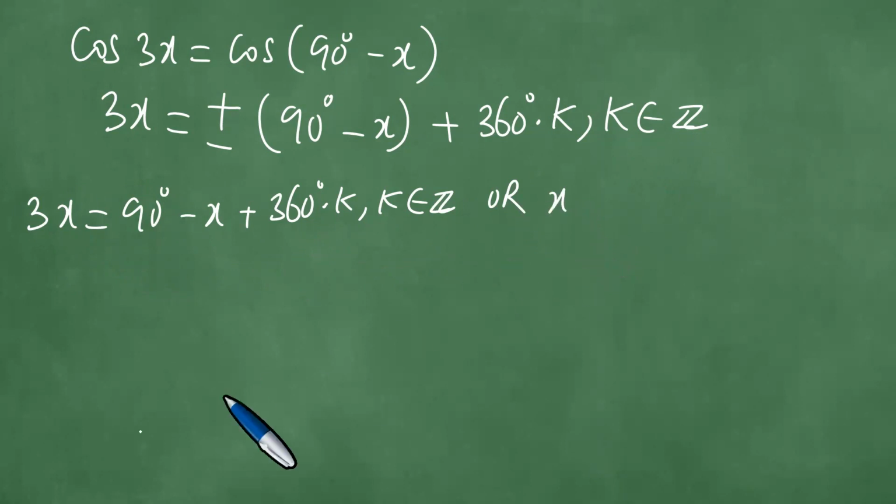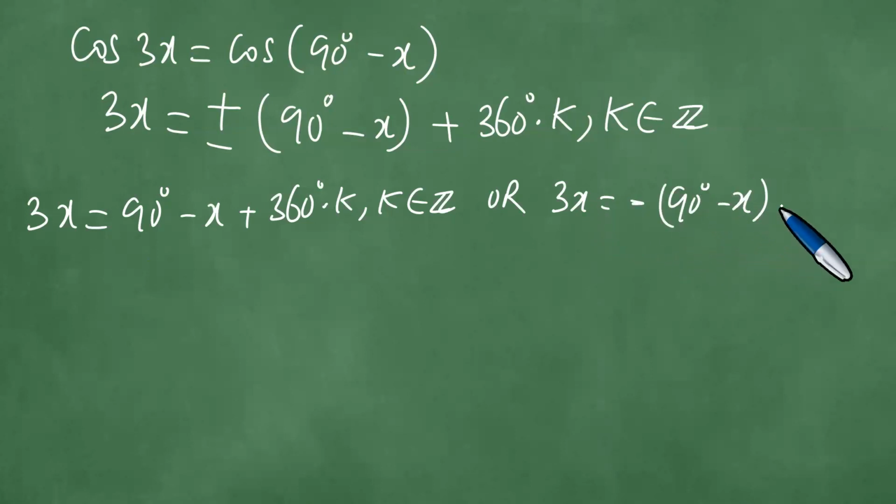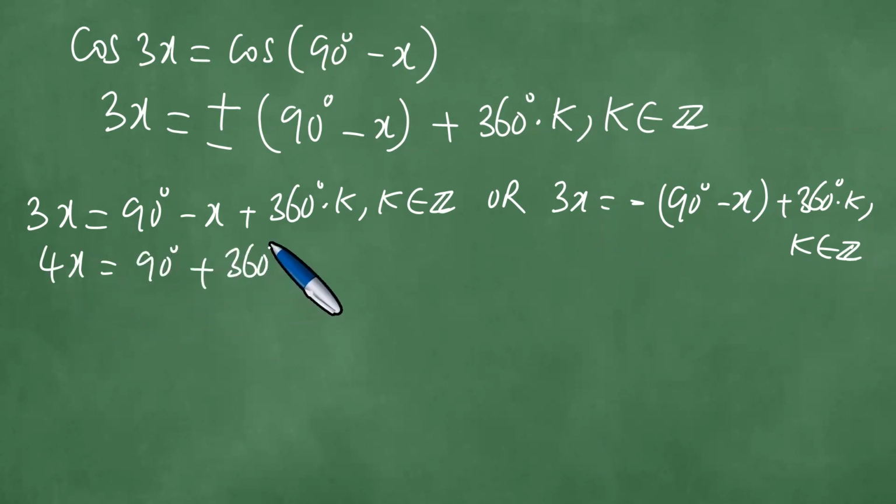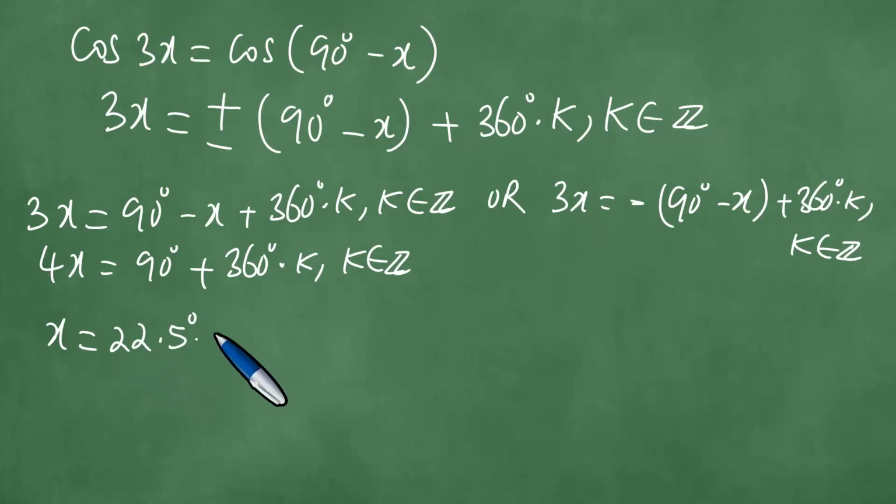Or we have 3x, which is minus 90 degrees minus x plus 360 degrees by k, where k is in Z. Taking the first case, we have 4x equals 90 degrees plus 360 degrees by k, k in Z. Dividing both left and right by 4 gives us x equals 22.5 degrees plus 90 degrees by k, where k is an element of Z.